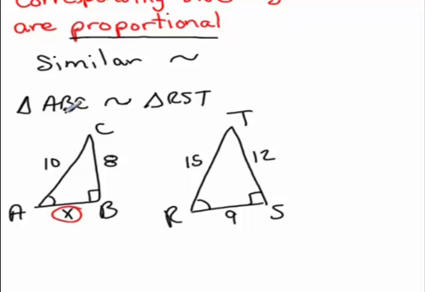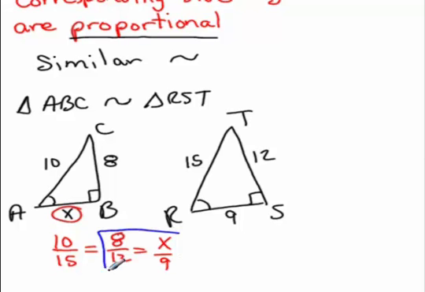Now, we've already been told that the triangles are similar, so we need to set up a similarity problem by setting up to see if the sides are proportional. Notice that 10 corresponds to 15. Another way to understand that is both of those appear to be the larger number of both triangles. 8 corresponds to 12, and X corresponds to 9.